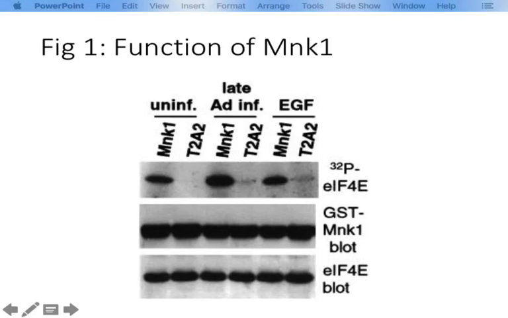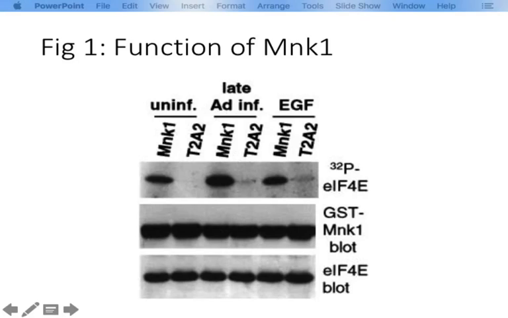Okay. Let's start with figure 1. The reason why I want to start with this one is just to bring up a couple of features that we've got questions on in the paper. So the first one is, let's review, what is the function of MNK1 or MINC1?